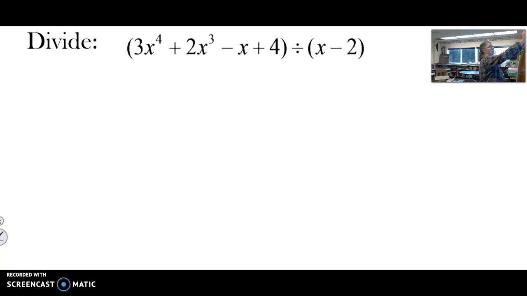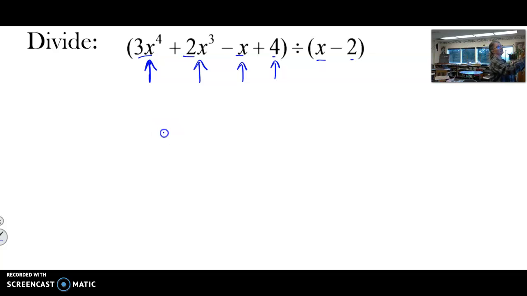Okay, so this is a polynomial of degree 4, because the monomial with the highest degree is 4. The lead coefficient is 3. This polynomial has 1, 2, 3, 4 terms, and we're dividing by a binomial. And so we have a 4th degree term, we have a 3rd degree term. We are missing a 2nd degree term. So there's a missing term, and you're going to need to be looking for this when you're doing these problems. And then a 1st degree term, and then this is a constant, which is really like a 0 degree term.